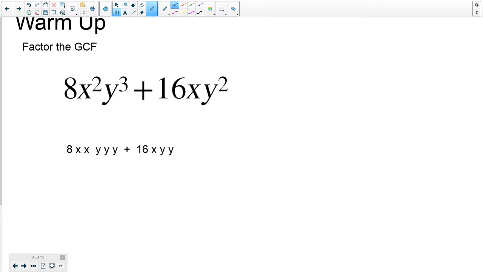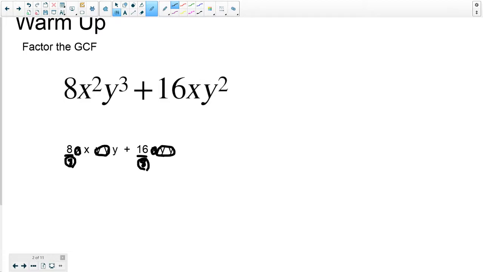What I can do now is go through and circle what these things have in common. I know that they have an x in common and they have 2 y's in common. That's going to be helpful. I'm also going to notice that 8 and 16 are both divisible by 8, so I can divide this by 8 and this by 8. When I do, that 8 is going to get circled.